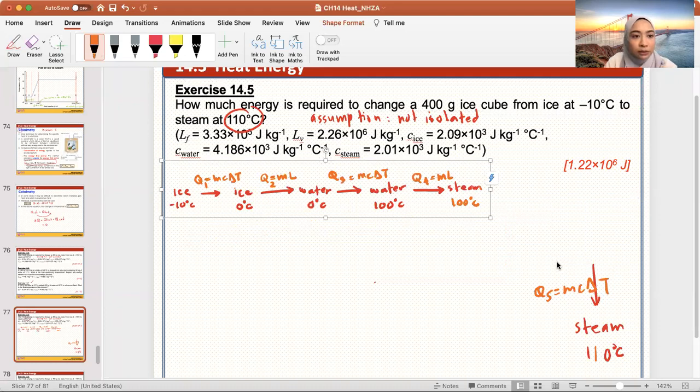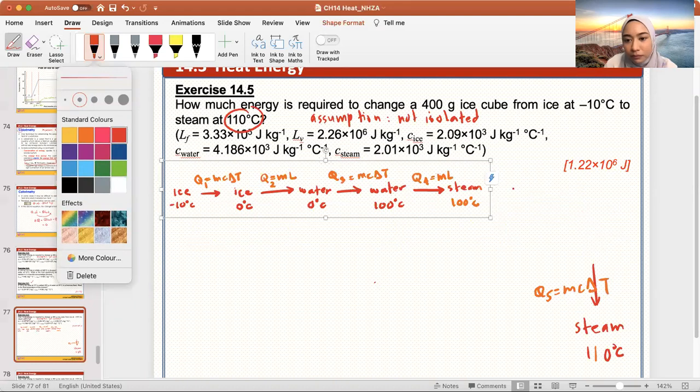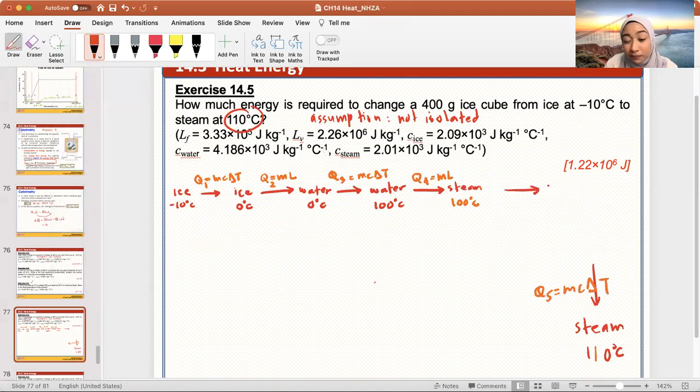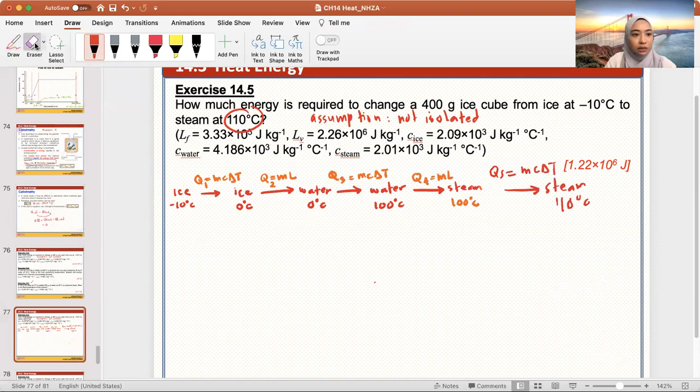Poor thing, let me rewrite it quickly. It got dropped. So this guy, steam, 120, sorry. I like 120 so much. Celsius, Q5 equals to MC delta T. Okay. So now let's write the equation.